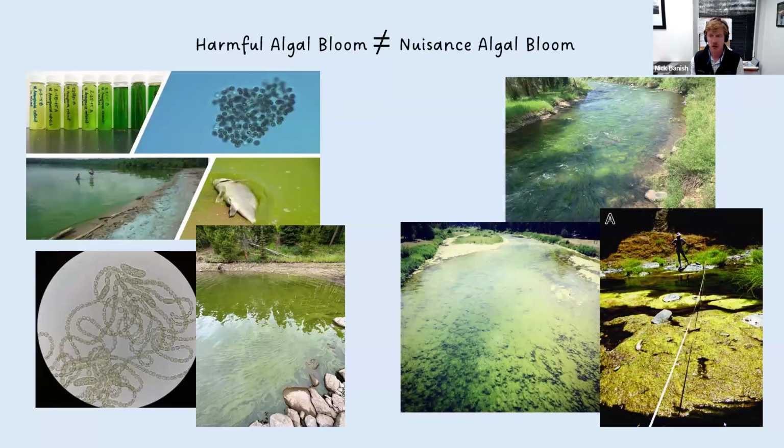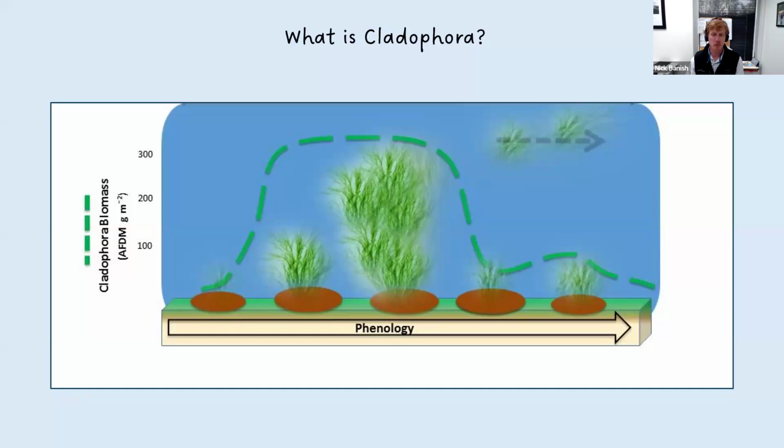I'll jam through this. So specifically, when we're talking about a nuisance algal bloom, we're generally talking about the manifestation of the life history of the alga Cladophora. We call that the phenology. So in the springtime, this stuff grows up to some maximal biomass. Conditions that support that biomass tend to deteriorate. The stuff breaks off, and generally biomass declines over the course of the year. This resets every year, right?